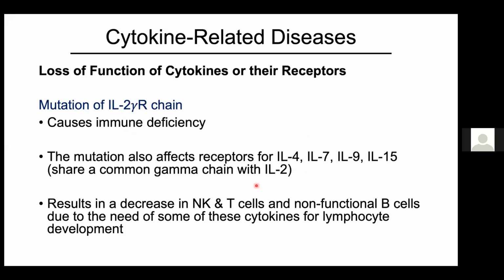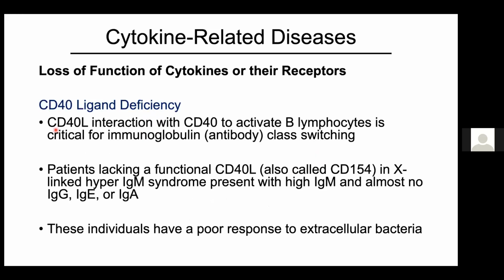So usually what happens, remember we said interleukin-7 is important in activating your lymphoid progenitor cells to develop, okay? So you don't get T and B cell development, or even if you get some, they're not going to be functional. So these patients who have this mutation tend to develop what we call severe combined immunodeficiency. We'll talk about this later when we're talking about primary immunodeficiencies.